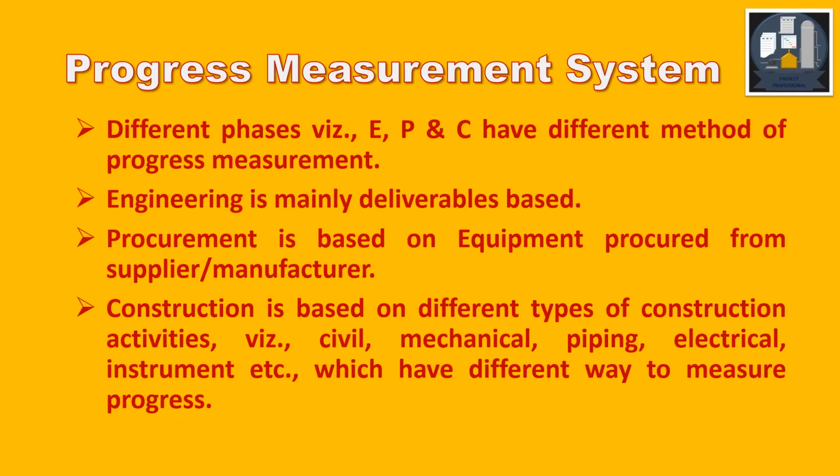Progress measurement system. Different phases with E, P, and C have different methods of progress measurement. Engineering is mainly deliverable based. Procurement is based on equipment procured from the supplier or manufacturer. Construction is based on different types of construction activities, with civil, mechanical, piping, electrical, instrument, etc., which have different ways to measure progress.